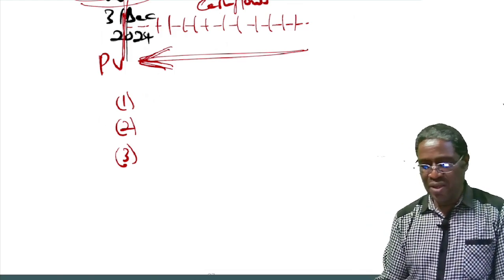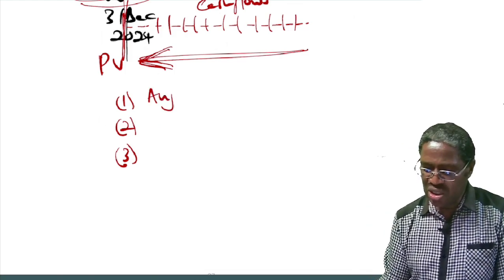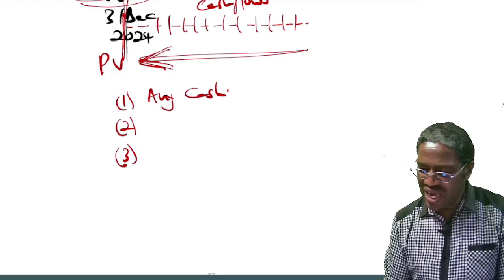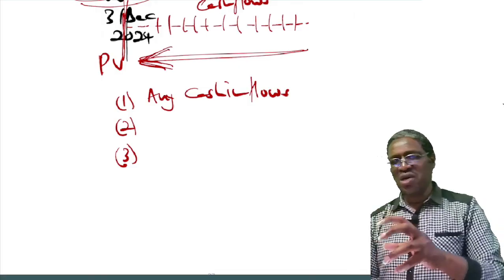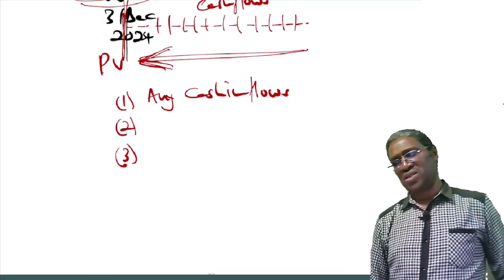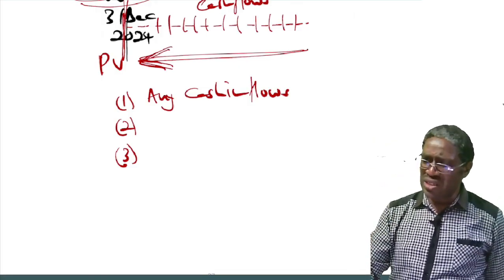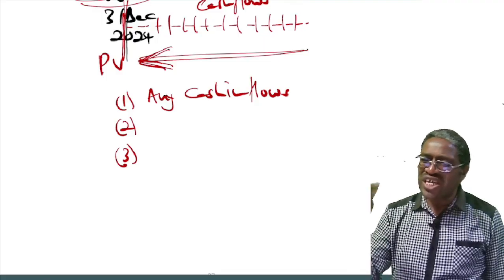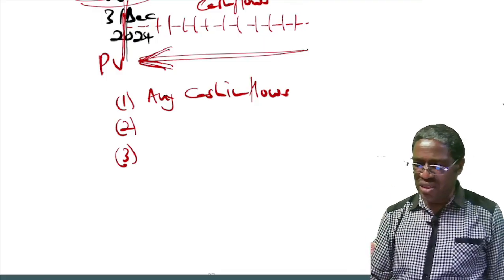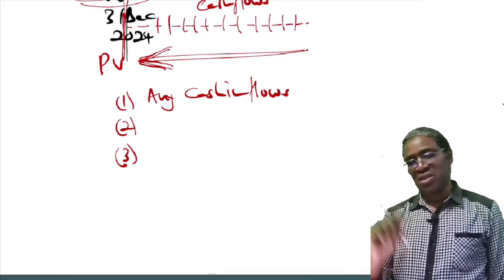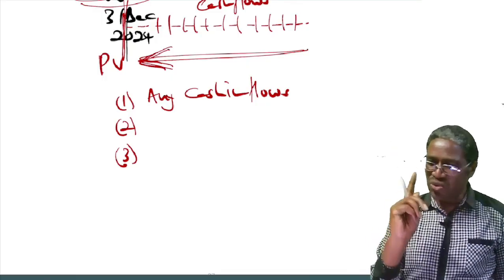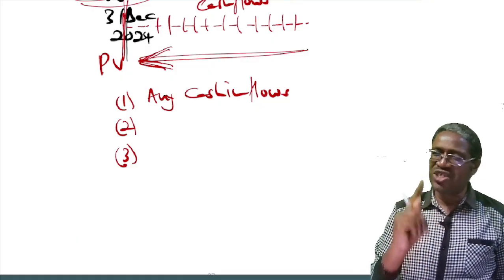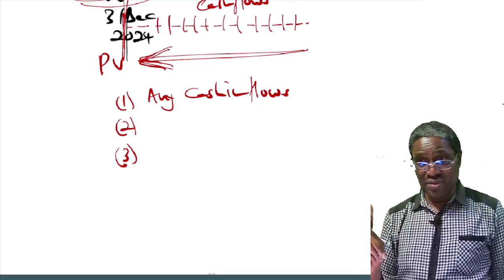Number one, any cash inflows that will be generated from the continuous use of the asset. As we shall be using this asset, are there any cash inflows that will be generated? Yes, this and this and this and this, whatever the company will have identified. So that's one of the components of the cash flows that should be discounted.